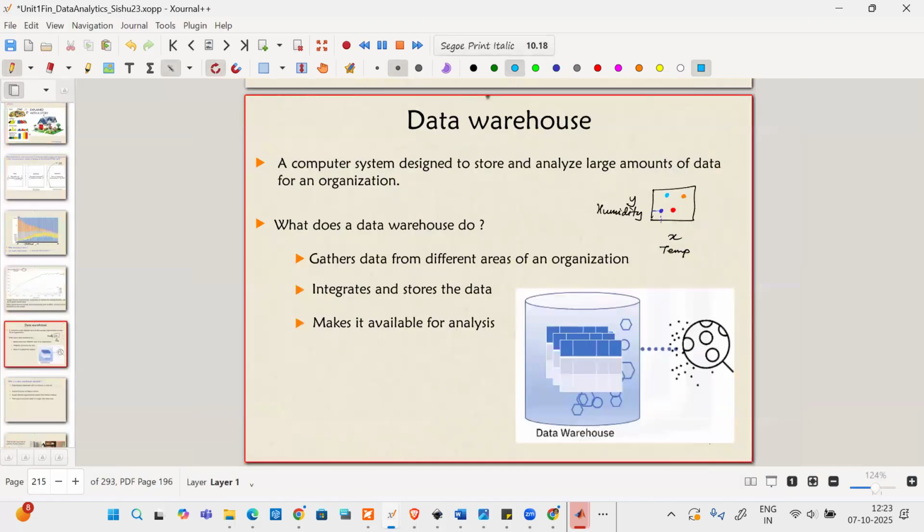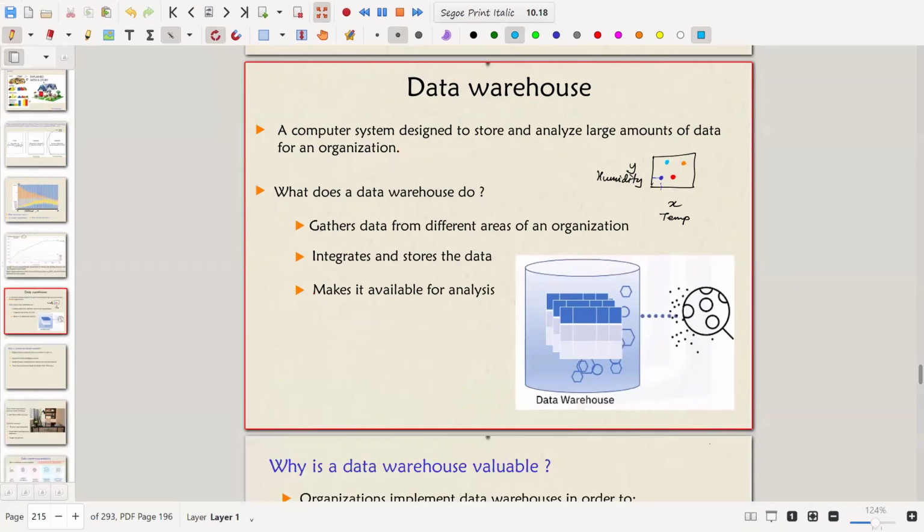Now you almost have much of the ideas so far. So this is what a data warehouse does. It is a computer system designed to store and analyze a large amount of data for your organization or company. As usual, it gathers data from different areas of an organization. From different organizations it will gather data and store it in a single data warehouse. So when you have different organizations, and this is the main one, all of them will communicate to this one.